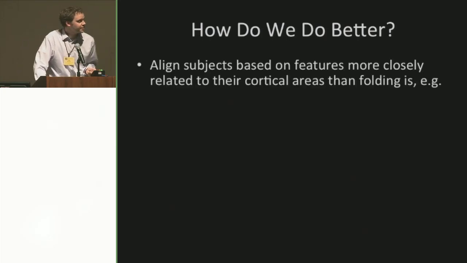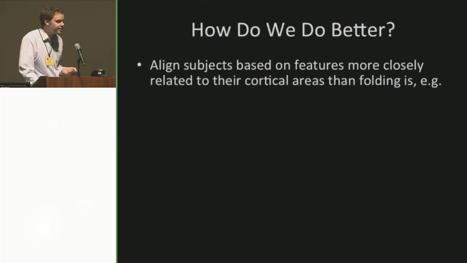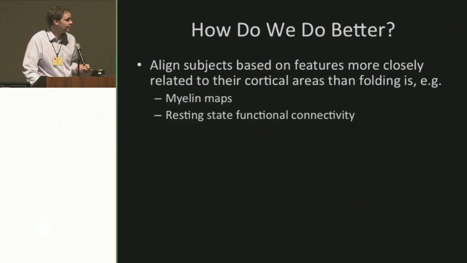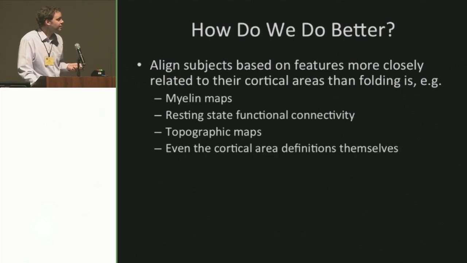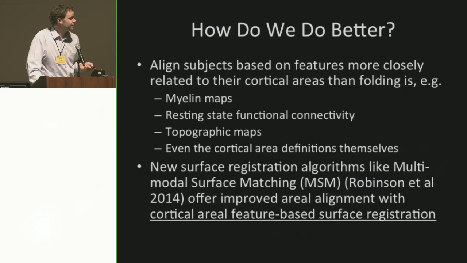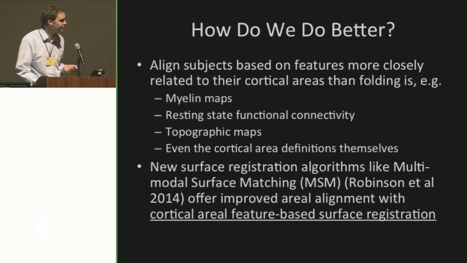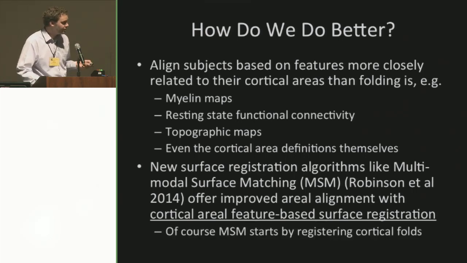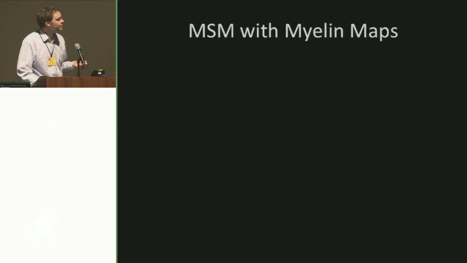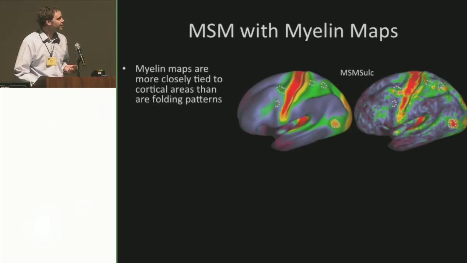So we can align subjects based on features that are more closely tied to their cortical areas than is folding, such as the myelin maps, resting state functional connectivity, topographic maps, or even the cortical areal definitions themselves. And so new surface registration algorithms like multimodal surface matching, written by Emma Robinson, offer improved areal alignment with what I'm calling cortical areal feature-based surface registration. Though we do start with folds as our initialization. So let's take an example of this with myelin maps.